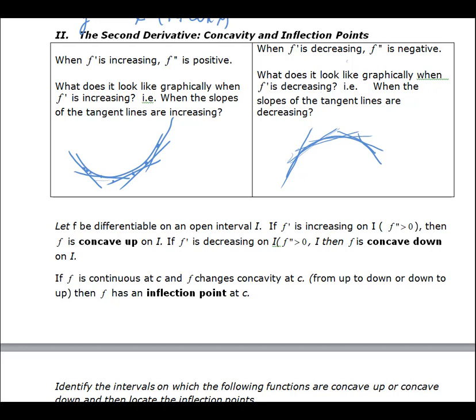So in the next video, we're going to look at an example and figure out the concavity of a particular function. And where a function changes its concavity, we call that an inflection point. An inflection point has to occur at a value that is part of the domain.